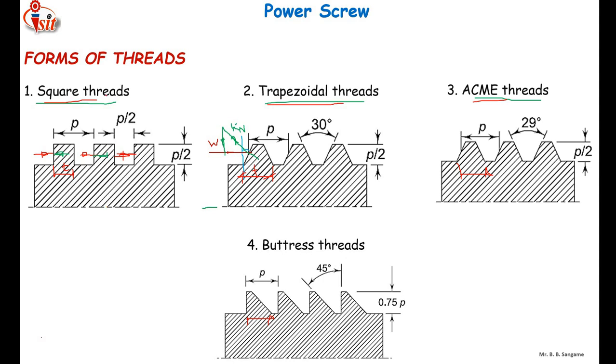Let us discuss the advantages of trapezoidal threads. As I have said, the trapezoidal threads are manufactured using a thread milling machine, so a multi-point cutting tool can be used. The time required for the manufacturing of trapezoidal threads is less as compared to square threads. So it is the advantage of trapezoidal, ACME and buttress threads. The manufacturing cost is less as compared to square threads. Manufacturing cost of trapezoidal and ACME threads is less.